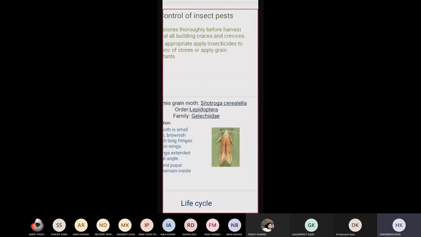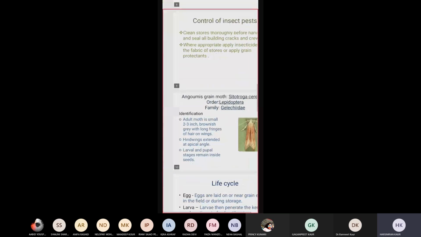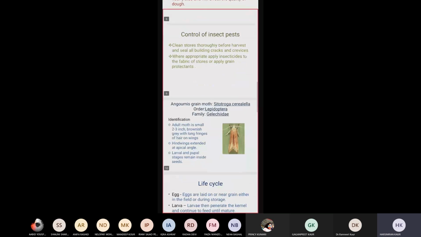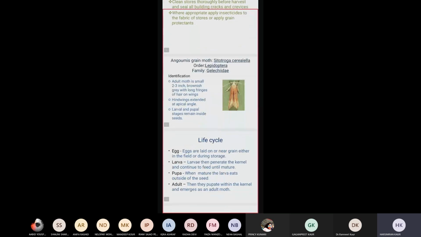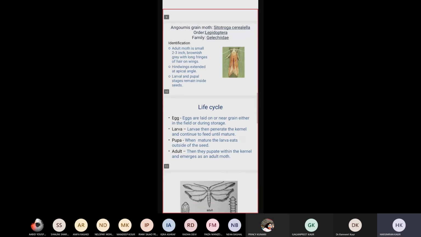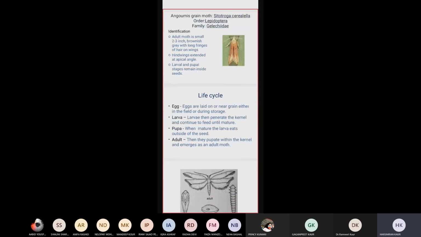Then hind wings are extended at apical margins. Larvae and pupal stage remain inside seeds. Then further life cycle: eggs are laid on or near grain, either in the field or during storage. Larvae then penetrate the kernel and continue to feed until mature. When mature, the larva eats outside of the seed, and then they pupate within the kernel and emerge as an adult moth.